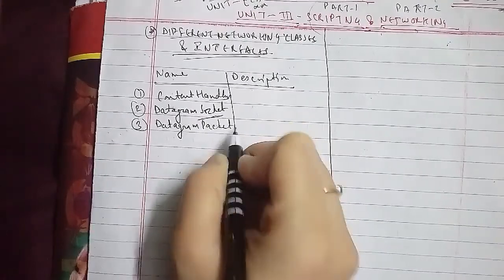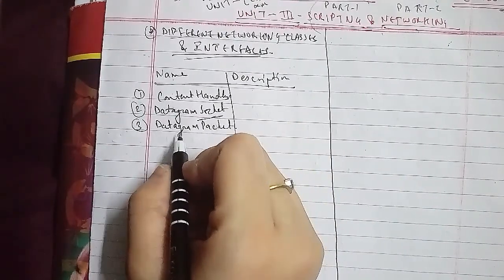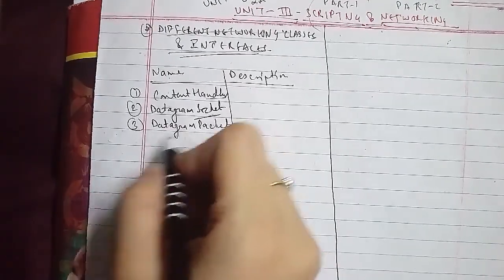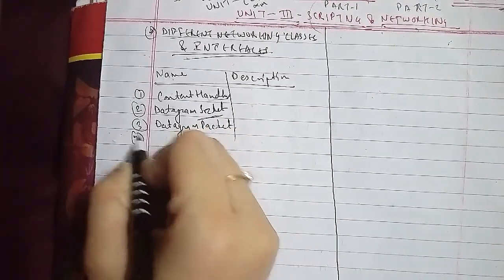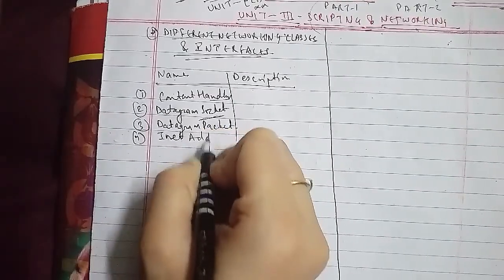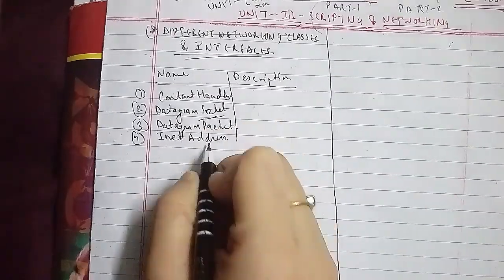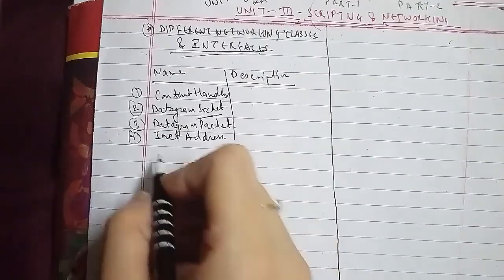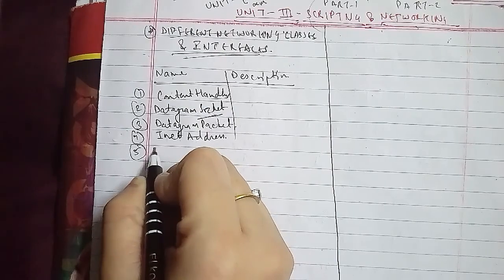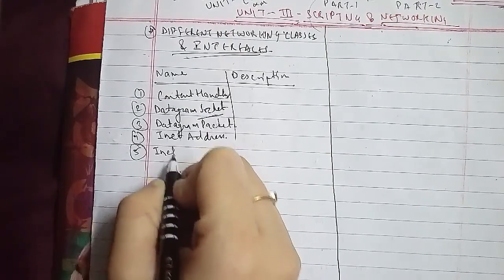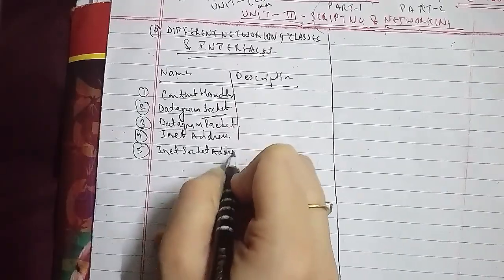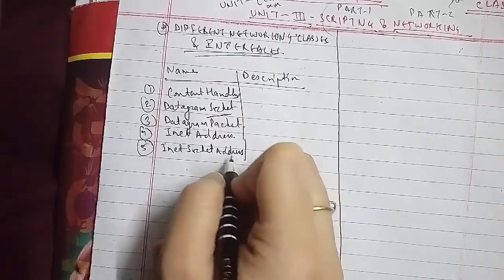Now the fourth we will discuss is InetAddress, and this class represents the IP addresses. The fifth one we have is InetSocketAddress. An IP socket address is the combination of an IP address and a port number. To implement such an IP socket address, this class is used.